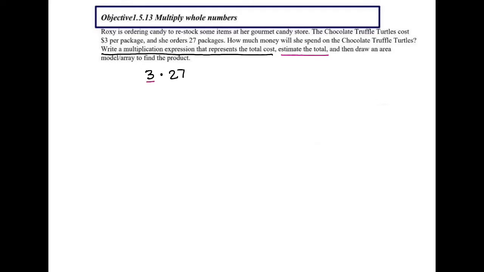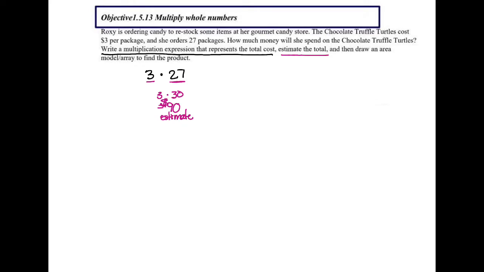Okay, so we're going to leave 3, and 27 is going to round to approximately 30. So 3 times 30, 3 times 3 is 9, and add the 0 at the end. So this is approximately, so this is the estimate of $90.